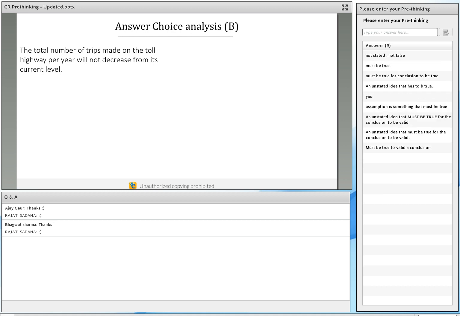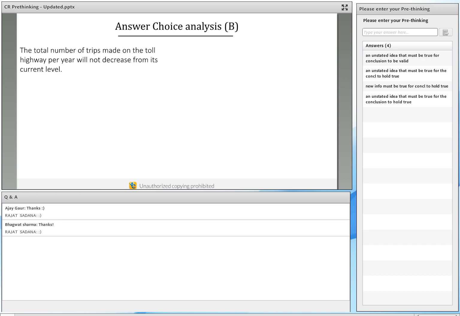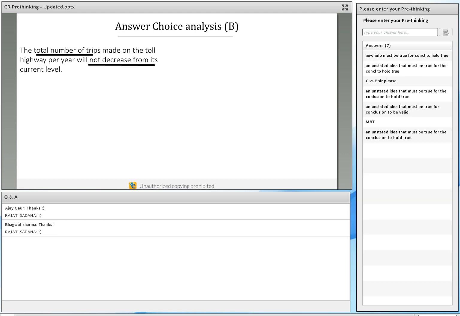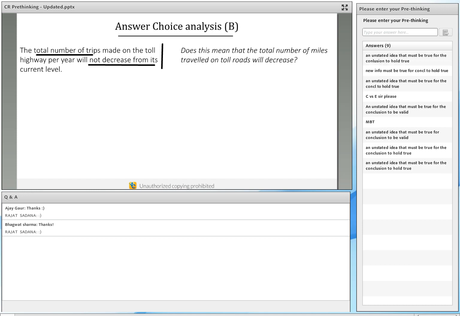It's an unstated idea that must be true for the conclusion to hold true. Now remember that definition. And now let's look at this answer choice. This answer choice says the total number of trips made on the toll highway will not decrease from its current level. What it's saying is, if in the past we made 1,000 trips, now we're going to make 1,000 trips as well. And we have to evaluate, is that a must be true?